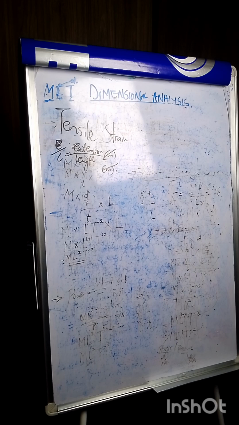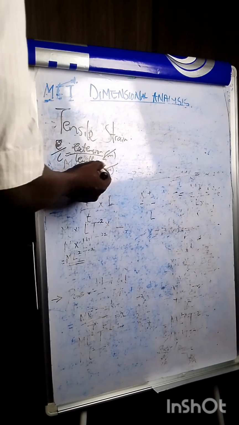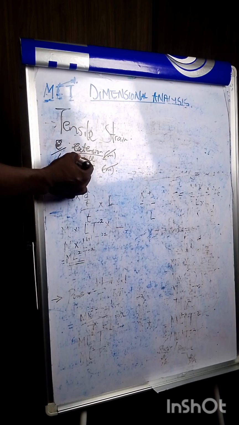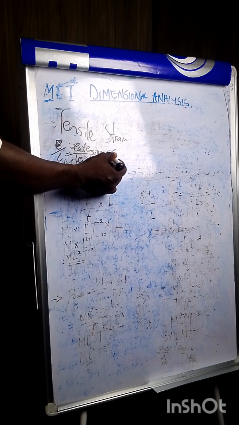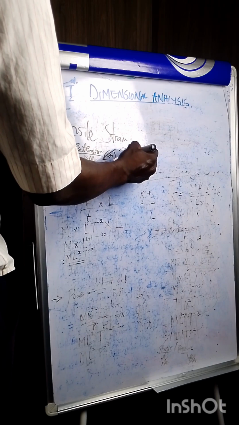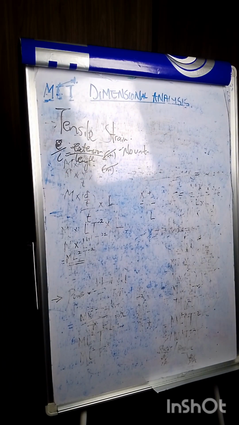And as well, they are dimensionless. Because as you can see, both of them are lengths. Length would cause extension, and extension would cause length. So both of them are lengths, and that's why they are measured in the same unit. So tensile strain has what? No units. Are you with me? It has no unit. So let's do for Young modulus.